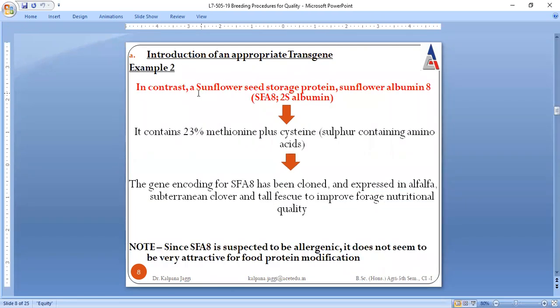Here is a second example where we have a sunflower seed storage protein.